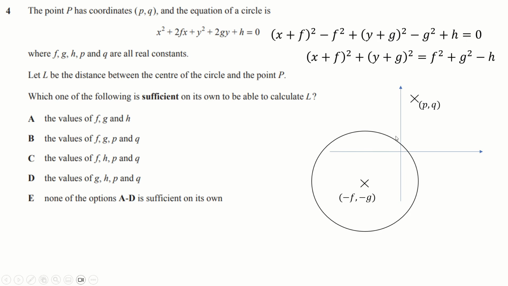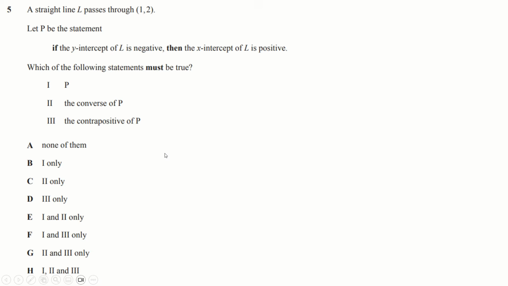So the distance between here and here is all to do with, of course, the distance between F and P and the distance between G and Q, do some Pythagoras. So we need to know F, G, P, and Q. Now, H is completely irrelevant because H just determines the radius of this circle, and it doesn't matter where this circle is. You're looking for the distance between the two centers. So we just need to know about those 4 things there, which will be the answer of B.